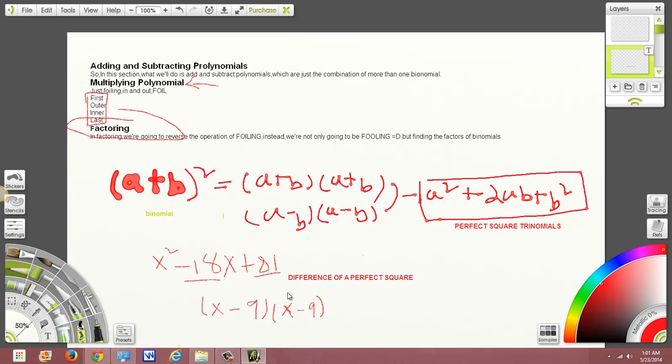And you probably have noticed, and if you didn't, it's okay, because I didn't notice either, to be truthful: x minus 9 times x minus 9 is the same as x minus 9 squared. Simple as that. And not simple if you don't understand it.